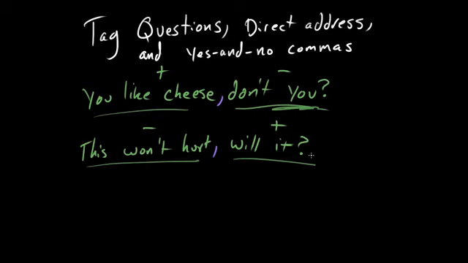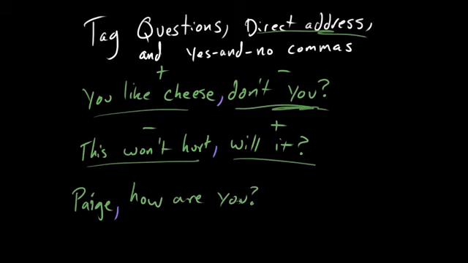Why are you asking me this? Because it's an example of direct address. So if I start off an utterance by directly addressing you, there follows a pause. I would say, Paige, comma, how are you? I see. That makes sense. But also I'm interested in your well-being. Oh, well, thank you. I'm good.